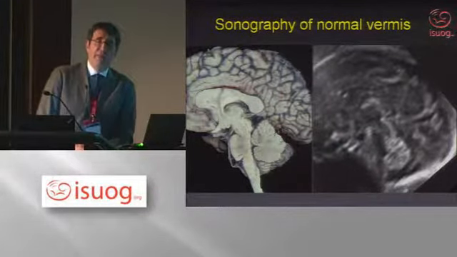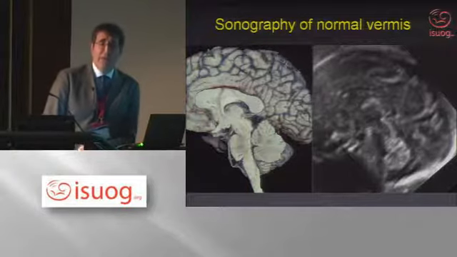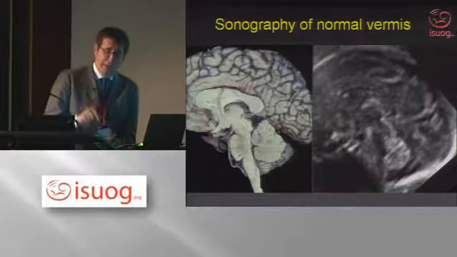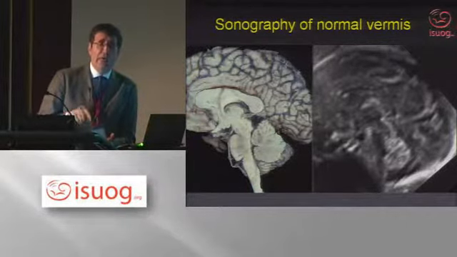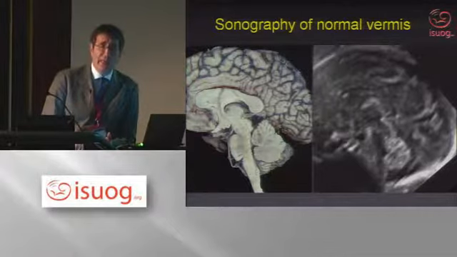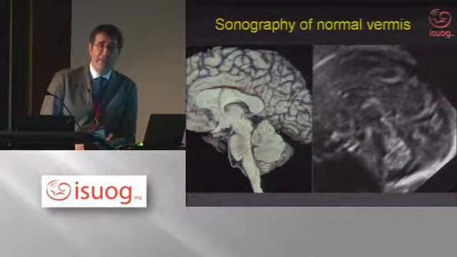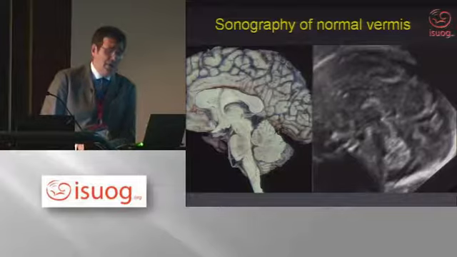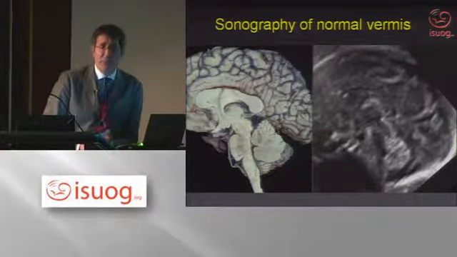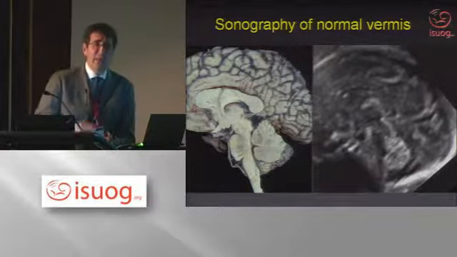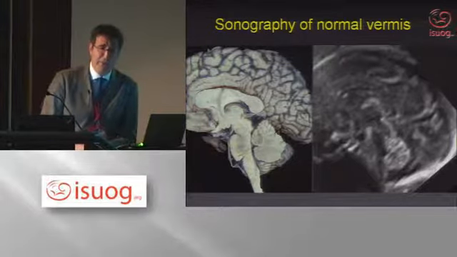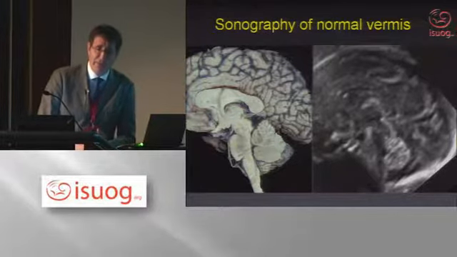Now, evaluation of the vermis is very important because it allows you to distinguish between the Blake's pouch and the vermian hypoplasia, and also identifies within the Dandy-Walker group one that has a much greater risk. Evaluation of the integrity of the vermis is very difficult to make, either with ultrasound or magnetic resonance. And it mainly relies upon subjective findings.